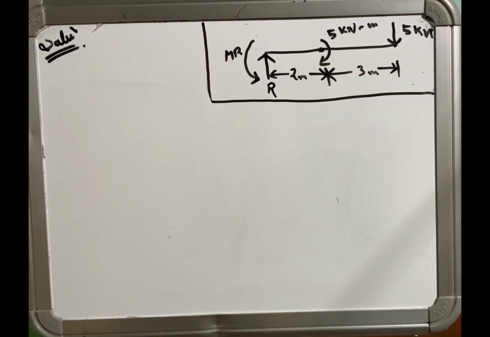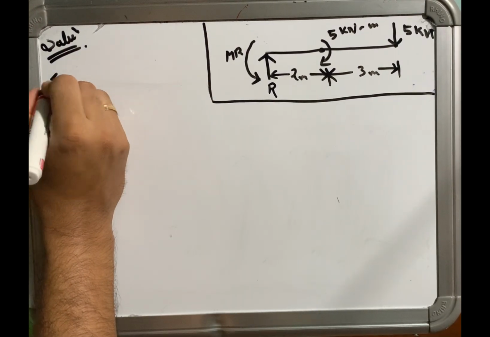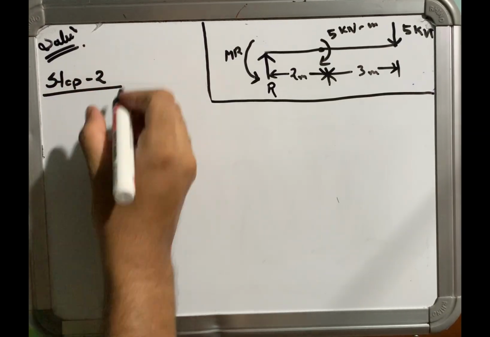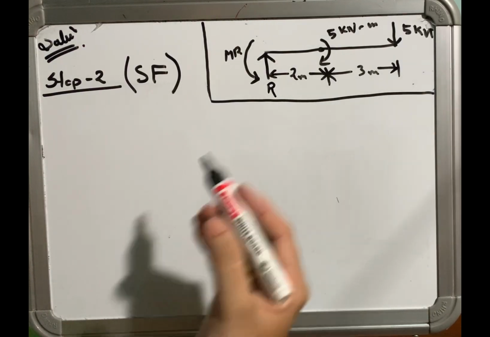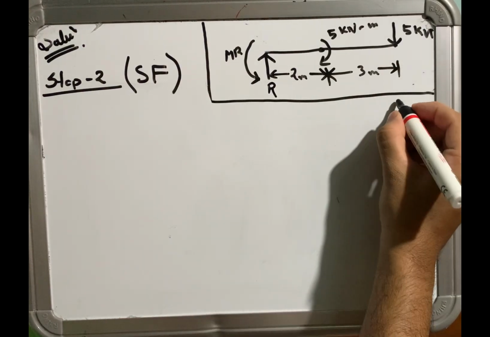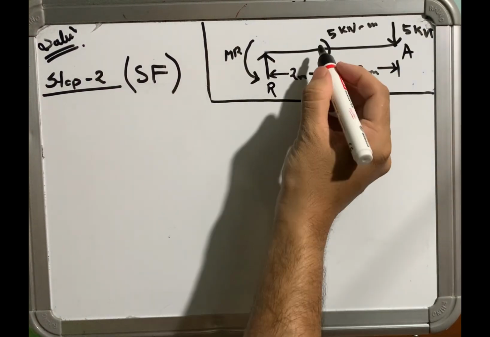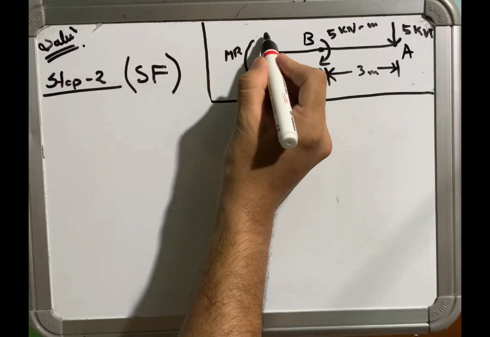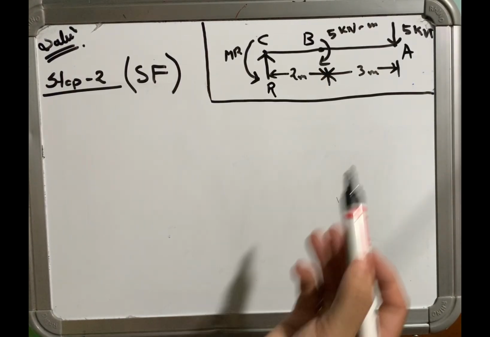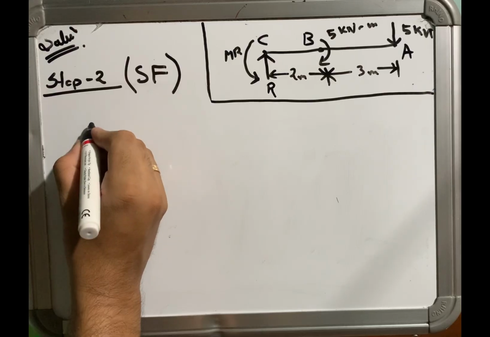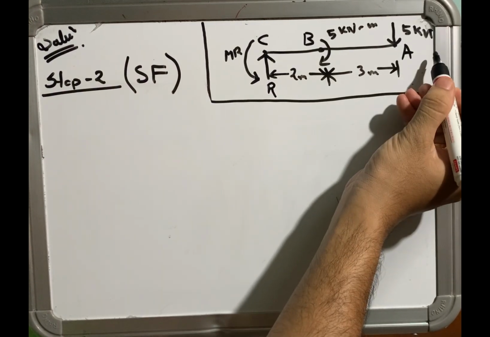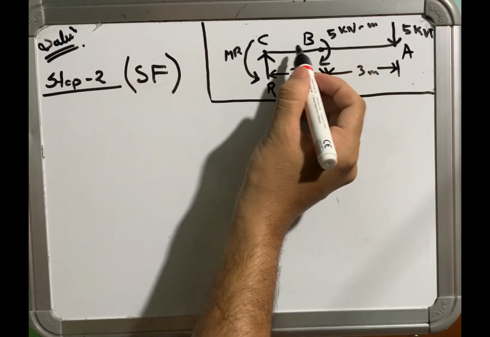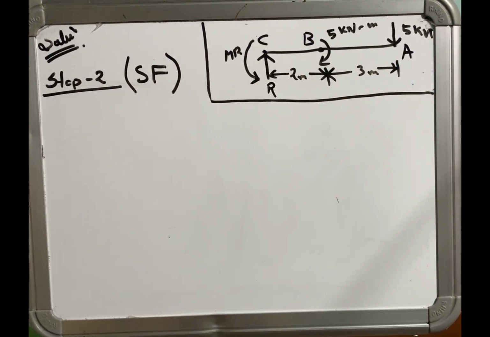Now step 2, which is shear force calculation. For shear force calculation, we consider only forces; there will be no distance or moment. Every moment we are going to eliminate. So let us first give names to every point, A, B and C, as I have given. For step 2, we will start from A.